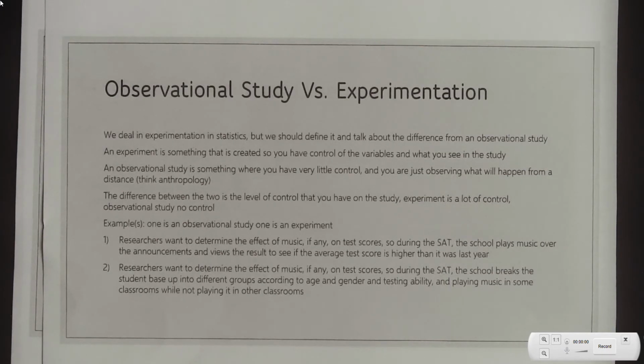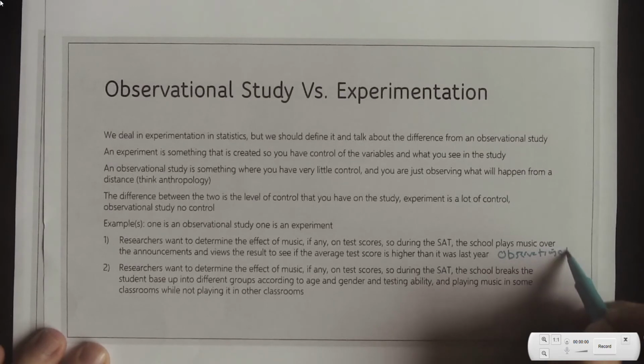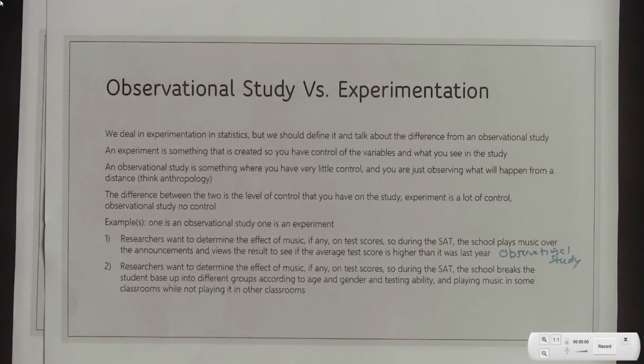Examples: one is an observational study, one is an experiment. Researchers want to determine the effect of music, if any, on test scores. So during the SAT, the school plays music over the announcements and views the results to see if the average test score is higher than it was last year. That is an observational study, because you have no control, you're just watching what happens.